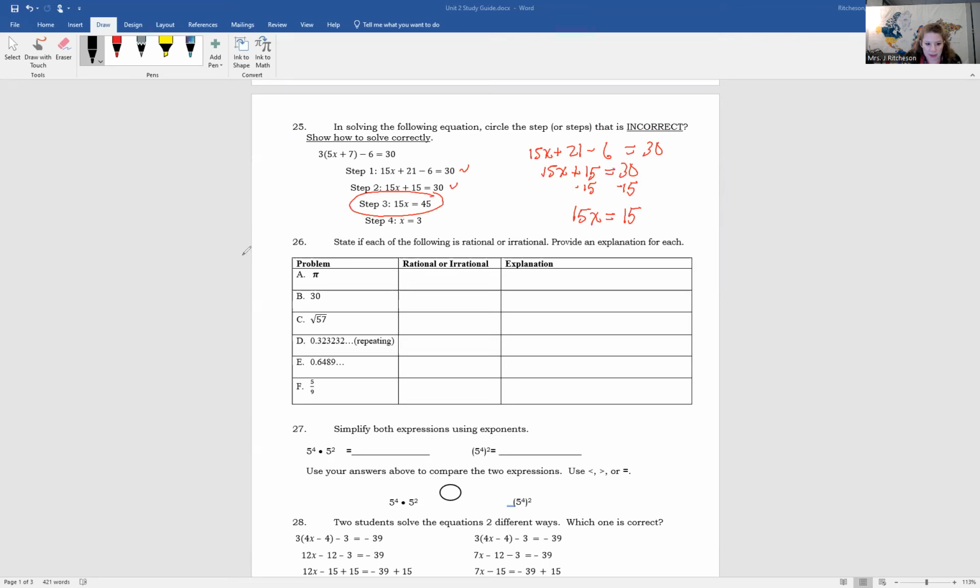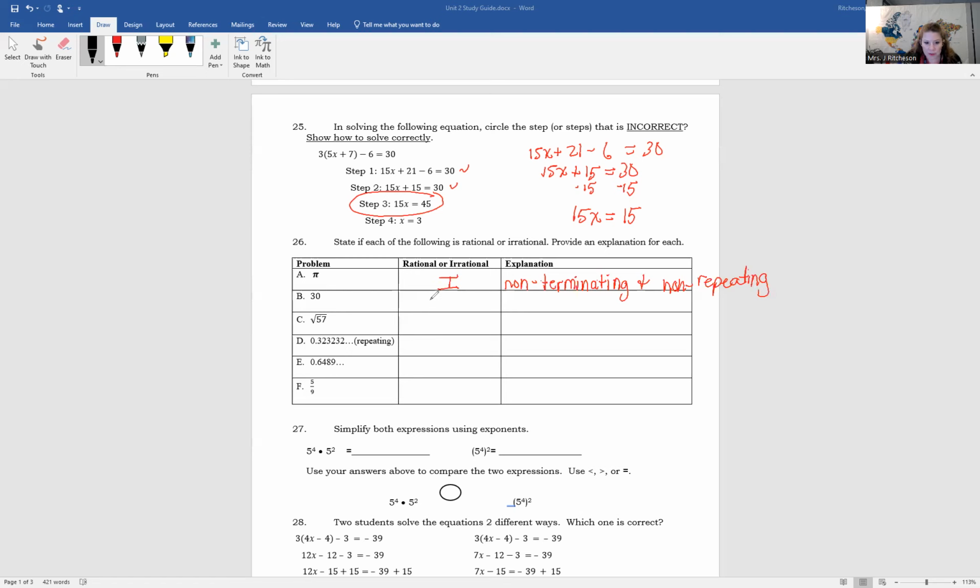All right, look at number 26. What is this thing here? This symbol is pi. That's irrational. And why is that? Because it's non-terminating and non-repeating. I don't know why my pen is so difficult sometimes. So two things: it's non-terminating and non-repeating.